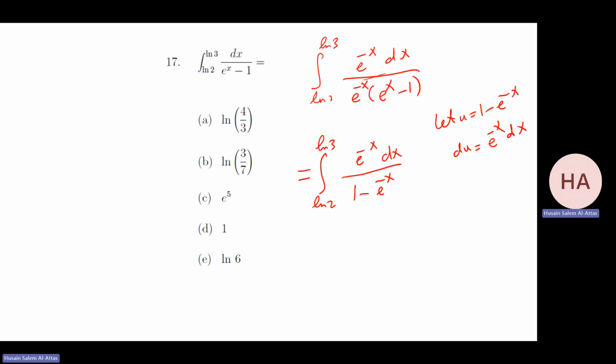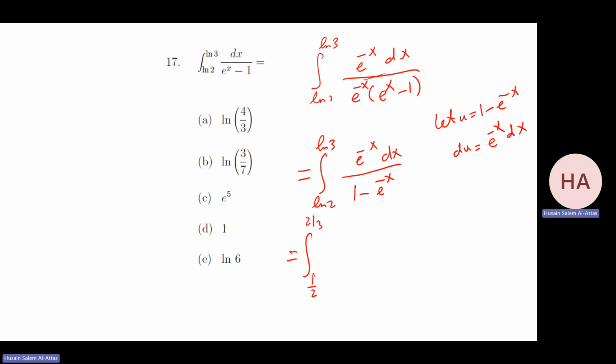So everything is ready now. For ln 2, I get 1 minus half, that will be half. For ln 3, I have 1 minus 1 over 3, that will be 2 over 3. Correct? When I substitute ln 2, I'm getting 1 minus half, which is half, and for ln 3, 1 minus 1 over 3, which is 2 over 3.